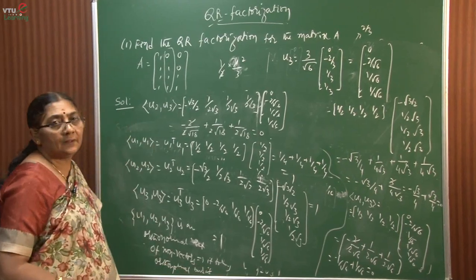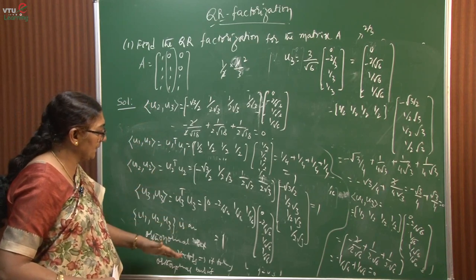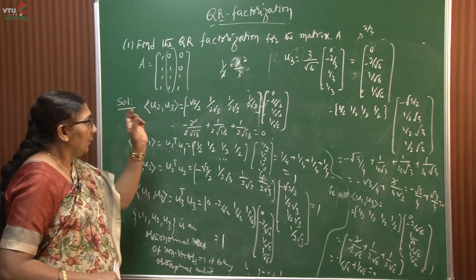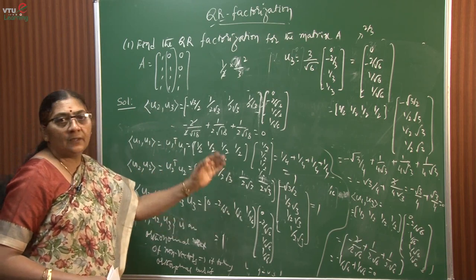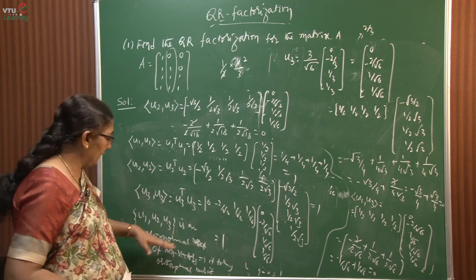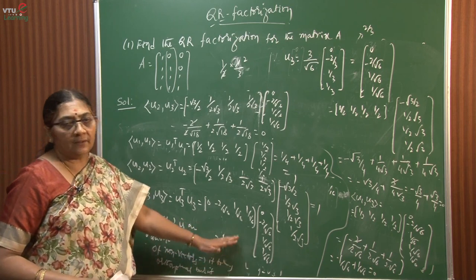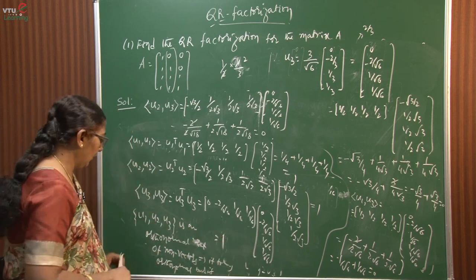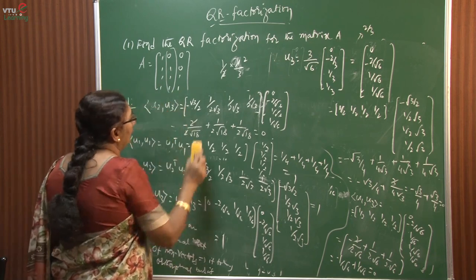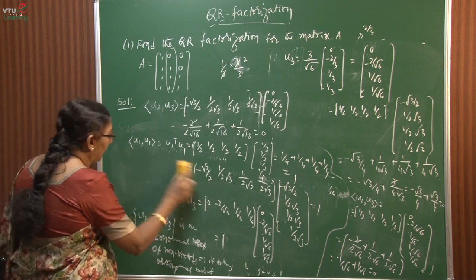Now, what we expect is that Q has columns that are the vectors forming an orthonormal basis. Means I make a Q: the first column of Q is U1, the second column of Q is U2, the third column of Q is U3, because these vectors form an orthonormal basis. We already discussed this at the beginning of the class. I think everyone is clear how we get this part. We are going to frame Q.